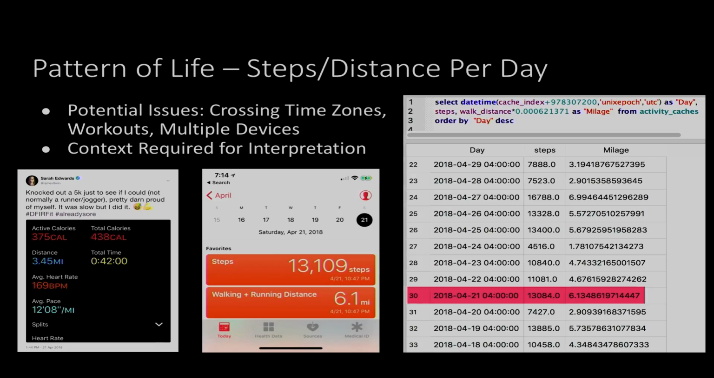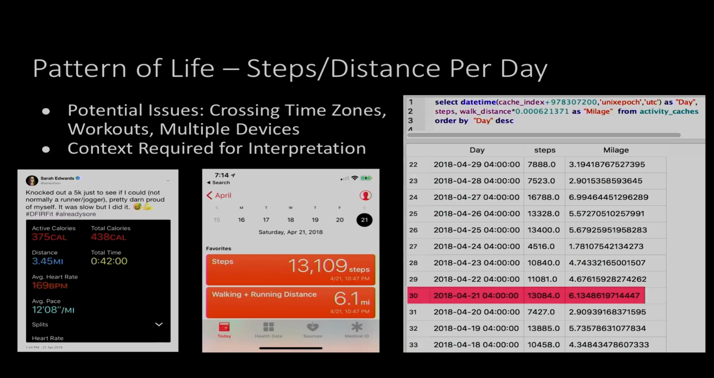Now, as far as another pattern, steps or distance per day. I'm not a big walker. I tend to drive to work. I don't walk to work or anything like that. It's the DC area. I'm sitting in my car most of the time. So the pattern is interesting in there. So this particular query, I'm extracting the mileage for each day for a particular month. So I have some highlighted here.